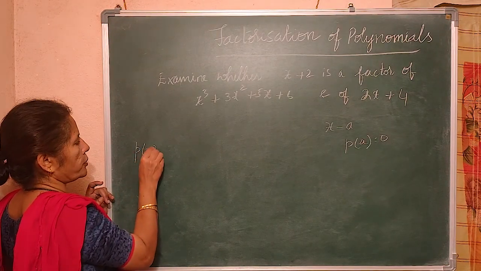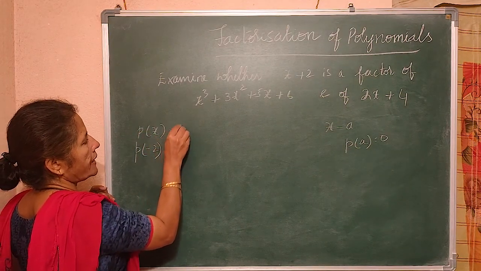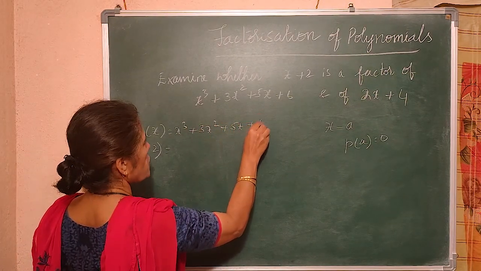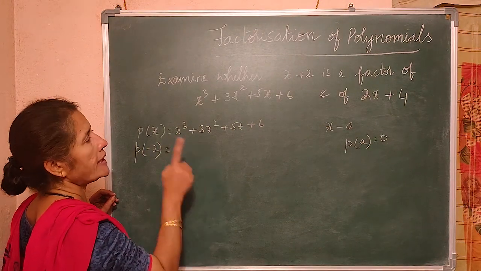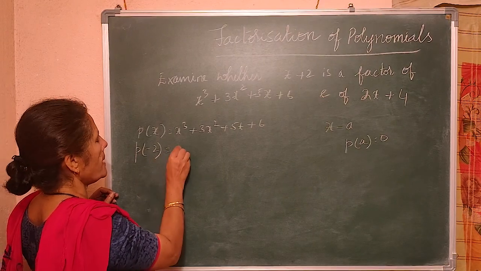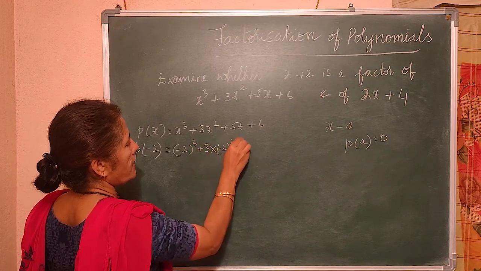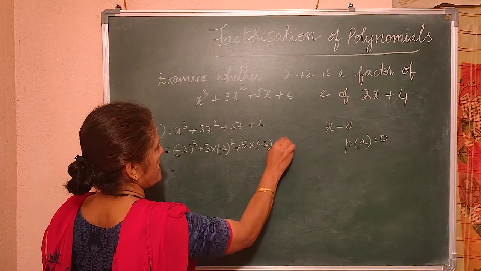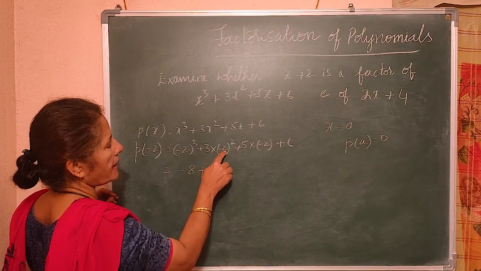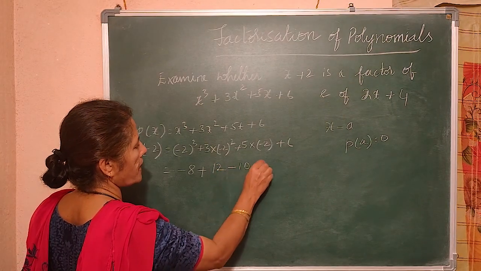p of x is equal to x cube plus 3x square plus 5x plus 6. So, p of minus 2, if I get 0, then x plus 2 is a factor, otherwise no. So, p of minus 2 is equal to minus 2 the whole cube plus 3 into minus 2 the whole square plus 5 into minus 2 plus 6. So, what do you get? Minus 2 the whole cube is minus 8, plus minus 2 the whole square is 4, 3 4s are 12, minus 10, plus 6.